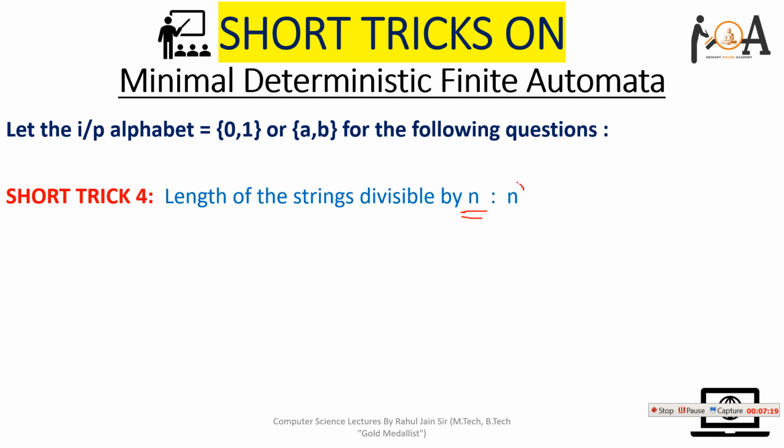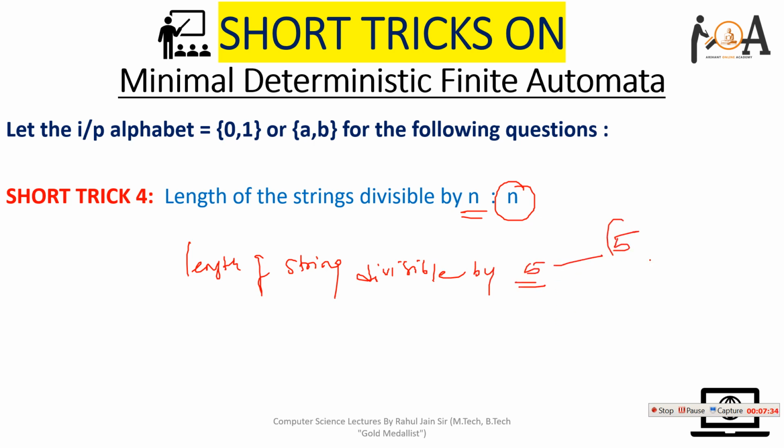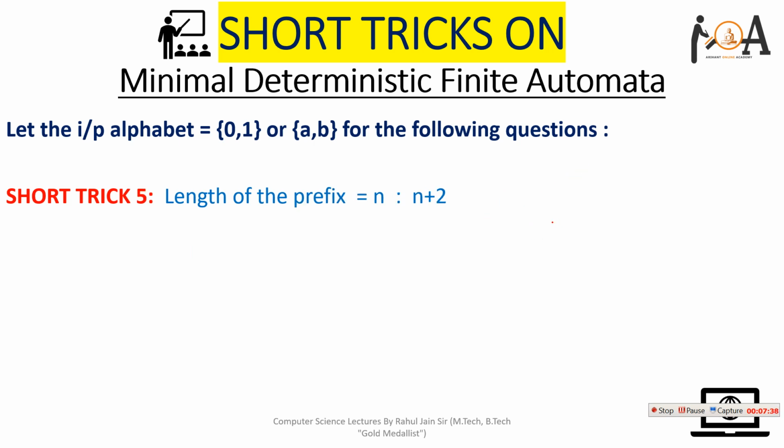Now next is the length of the string is divisible by n. You can directly use shortcut tricks. Suppose you have been asked that the length of a string is divisible by 5. How many minimal DFA states would be there in the DFA? You will directly answer 5 using this shortcut trick. No need to draw any DFA.